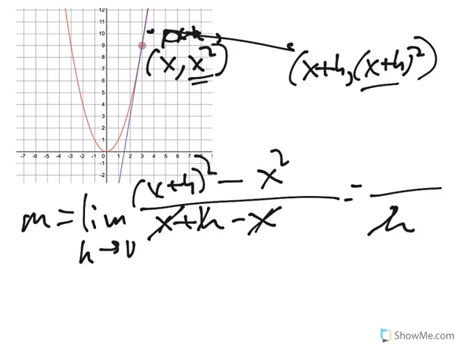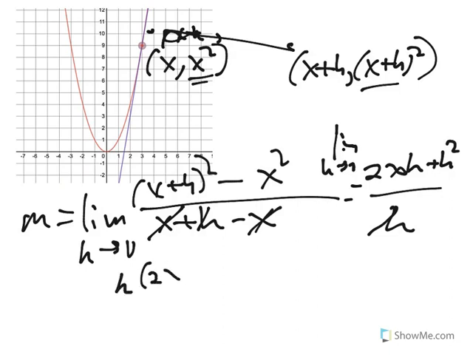This numerator eventually becomes 2xh plus h squared. Again, limit as h goes to 0. You can factor out the h, and you get 2x plus h. Those cancel out.